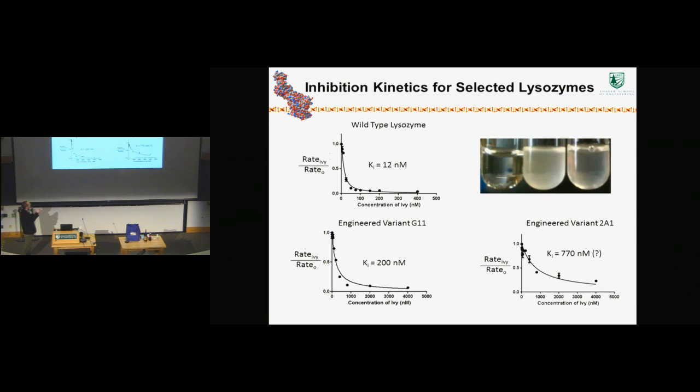So if we come back here to 400 nanomolar IV concentration, where wild-type human lysozyme is virtually completely shut down, G11 maintains about 25% of its lytic activity. In the case of 2A1, it maintains more than 70% of its lytic activity at 400 nanomolar. So these are enzymes that are able to evade molecular recognition by IV and yet maintain an inherent capacity to attack and kill bacteria. We're in the process of characterizing these enzymes further right now.